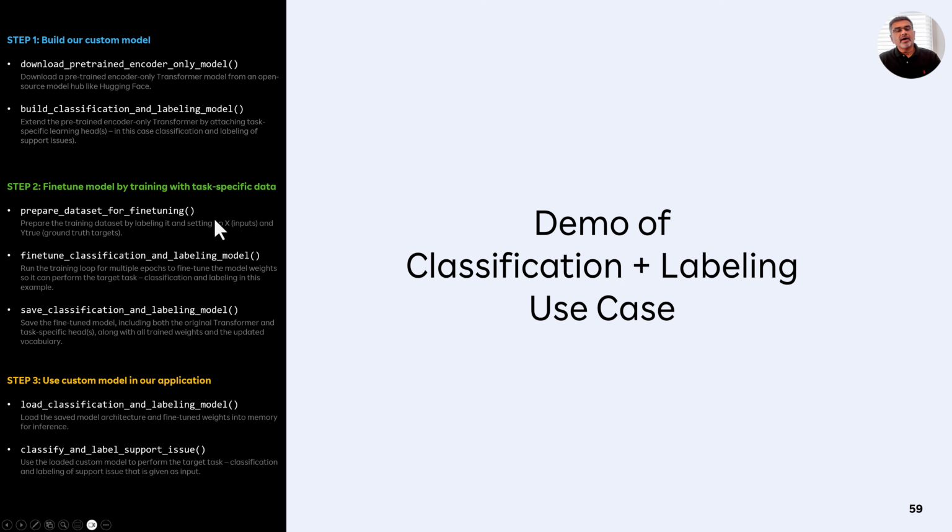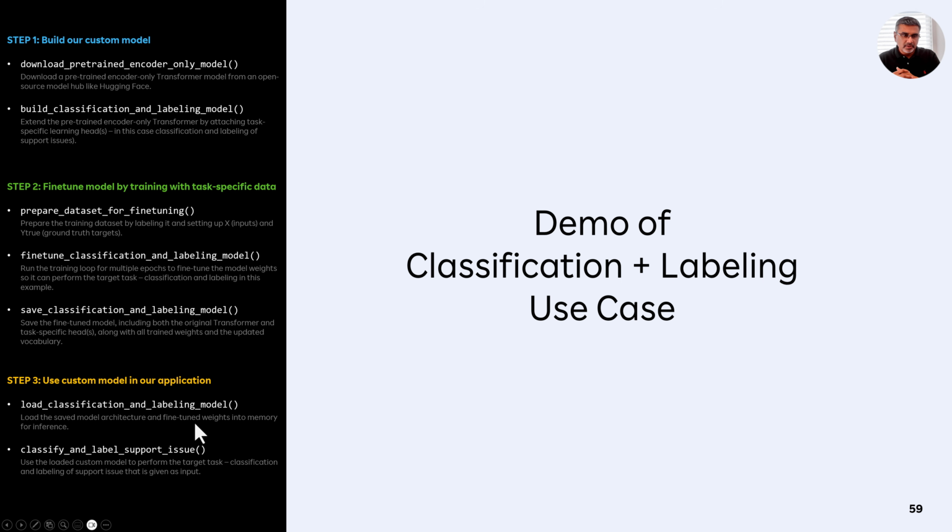Then once I have that, I need to go through each sample in the training set and fine tune my classification and labeling model for a certain number of epochs. Once the loss converges down to near zero, I'm going to save this fine tuned model. Now I can move it to my production servers, and then I can get into step three, where I'm going to be inferring from that model.